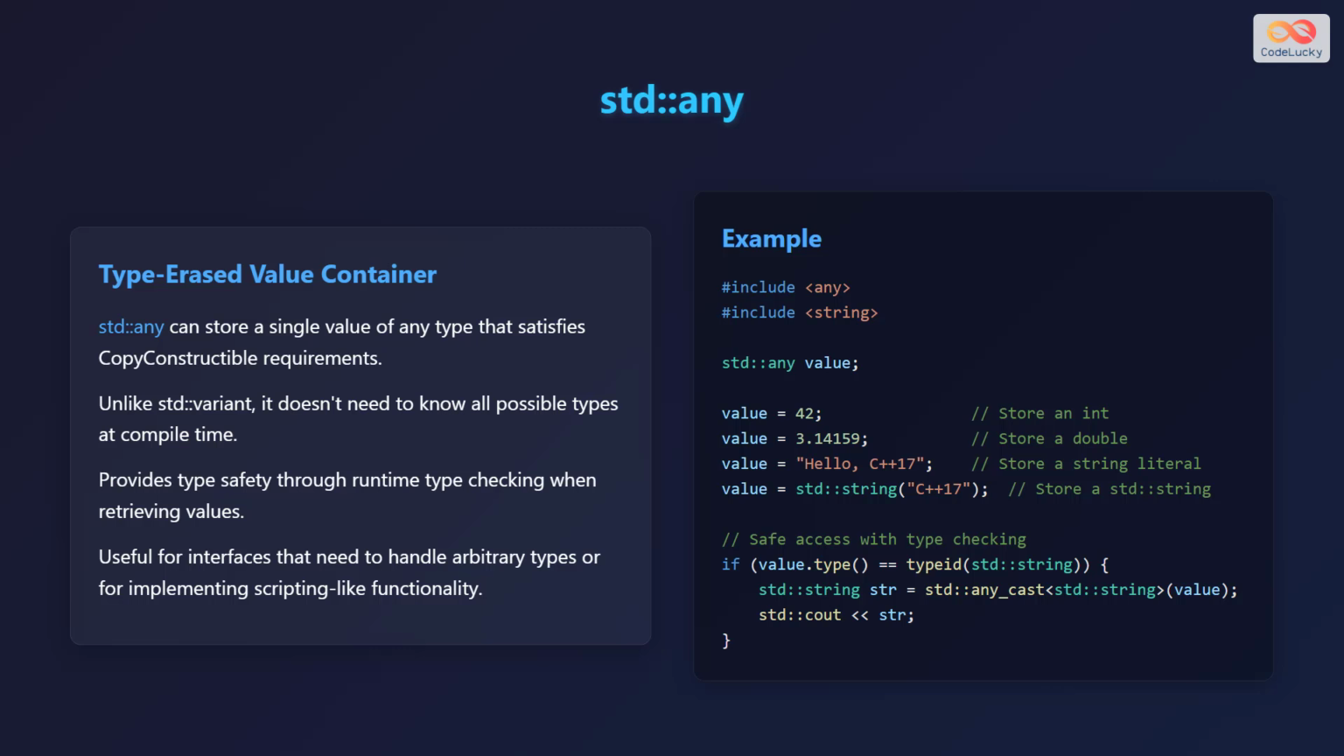Let's explore type-erased value containers. std::any can store a single value of any type that satisfies copy constructible requirements. Unlike std::variant, it doesn't need to know all possible types at compile time. It provides type safety through runtime type checking when retrieving values. It is useful for interfaces that need to handle arbitrary types or for implementing scripting-like functionality. The example demonstrates how to use std::any to store values of different types, with safe access using typeid and std::any_cast.